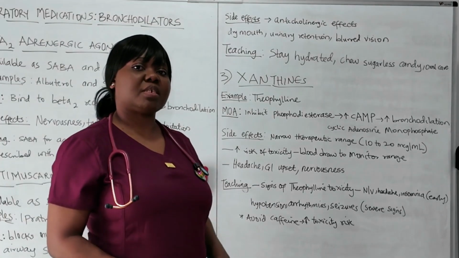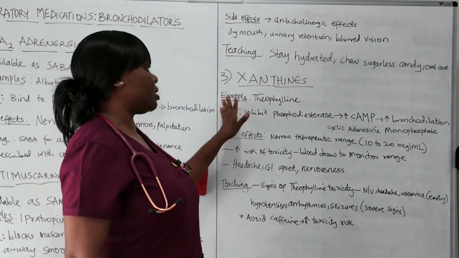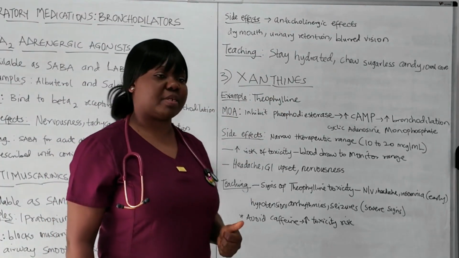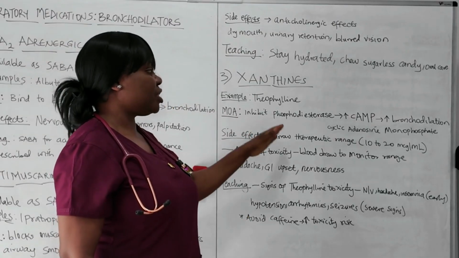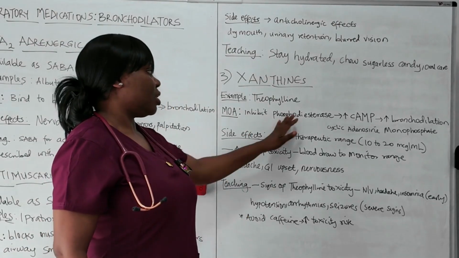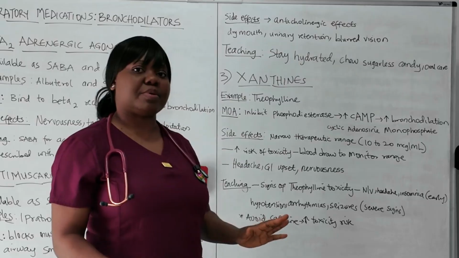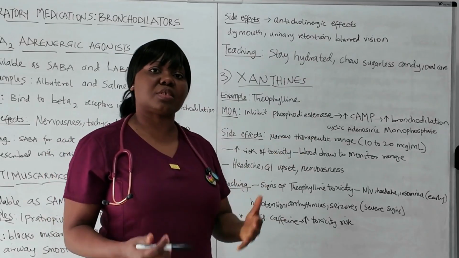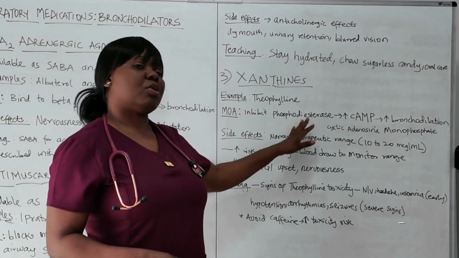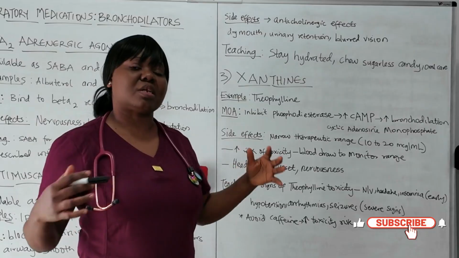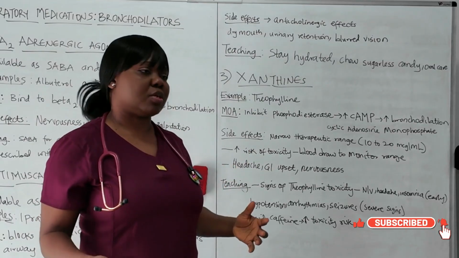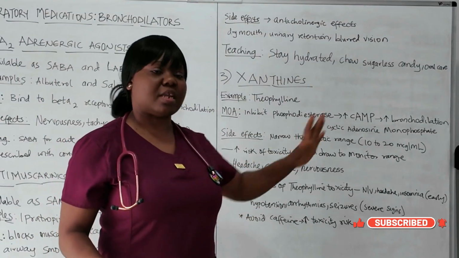Now, the last class of medication we'll be looking at is the Xanthines. An example is theophylline. You need to know this medication. The mode of action is to inhibit phosphodiesterase and also to increase cAMP. cAMP stands for cyclic adenosine monophosphate. The role of cAMP is to increase relaxation of the smooth muscles of the airway. So that will result in bronchodilation.